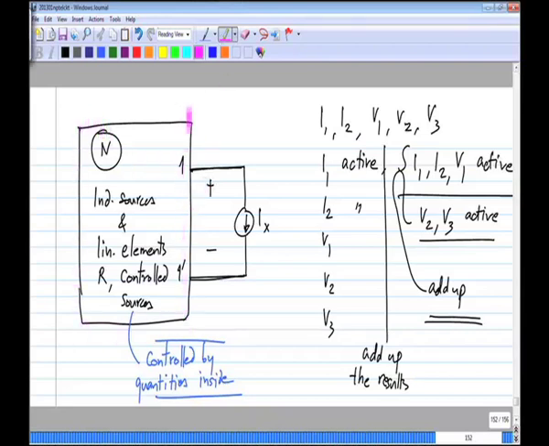We have a network N with many independent sources and linear elements. Linear elements means resistors and linear control sources. And the only condition is that all the controlling quantities are inside this network N. Okay. And there are two terminals that are coming out that are visible to the outside world, 1 and 1 prime. And I connect a current source Ix from 1 to 1 prime.